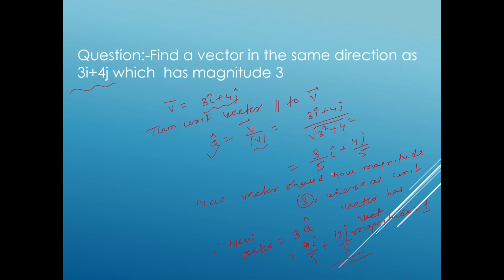Now we need the vector to have magnitude 3. But we know the magnitude of a is 1. So we need a vector which is 3 times longer than this, so it will be 3 times the magnitude of a. That means 3 multiplied by this particular vector, so it is 9i plus 12j by 5. Friends, if you find the magnitude of this vector, you will find that 3 can be taken as common and it will be 1.